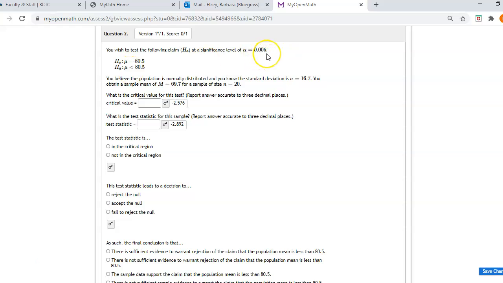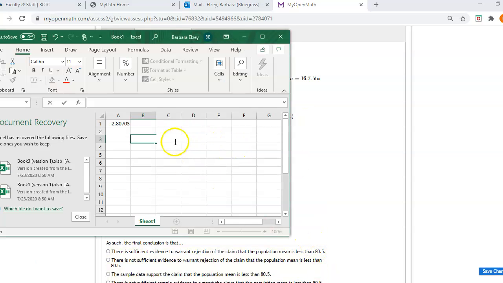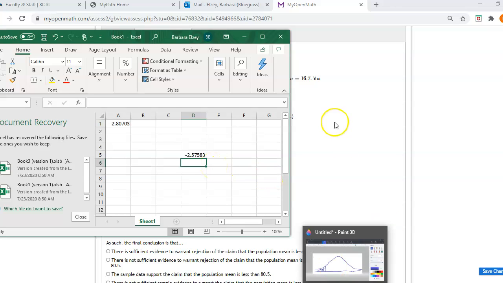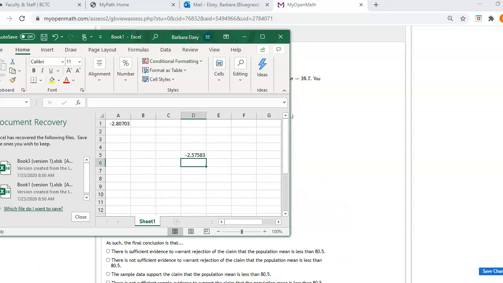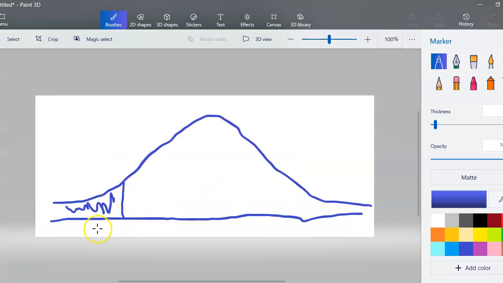I'm going to use Excel for this, so I'll just open Excel. I can go to any cell in Excel that I want, it doesn't matter, and type equal NORM.S.INV, and I'm going to put in 0.005. That gives me a critical value of negative 2.576, since we wanted to go to 3 decimal places. Now, I won't enter that in here because this is actually your homework, but I will put it in this picture.